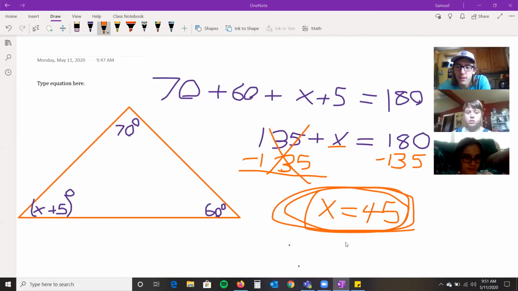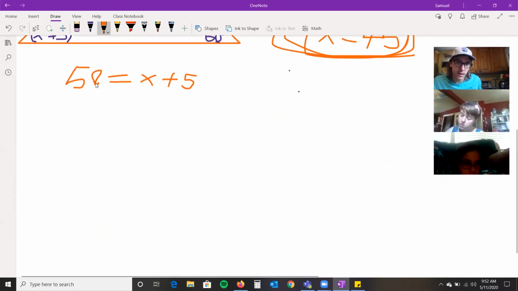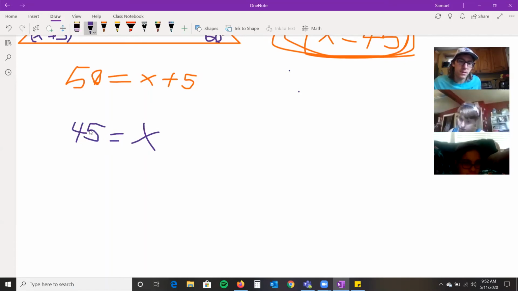Alrighty. Nice. You guys seem to do really well on that. But I just wanted you to see that. If you need to look up at the screen and copy that down, you can. So I would do the same method. You could also do 180 minus 70 minus 60, which gets you to 50. And then you know that this angle is 50, and you can say 50 equals x plus 5, and then just solve like that. And now you're going to say, oh, okay, it's going to be 45. So maybe this is a little quicker way. You can do it either way.